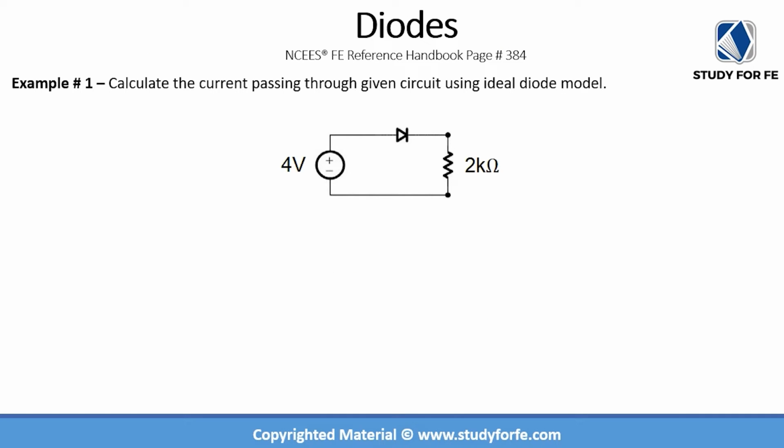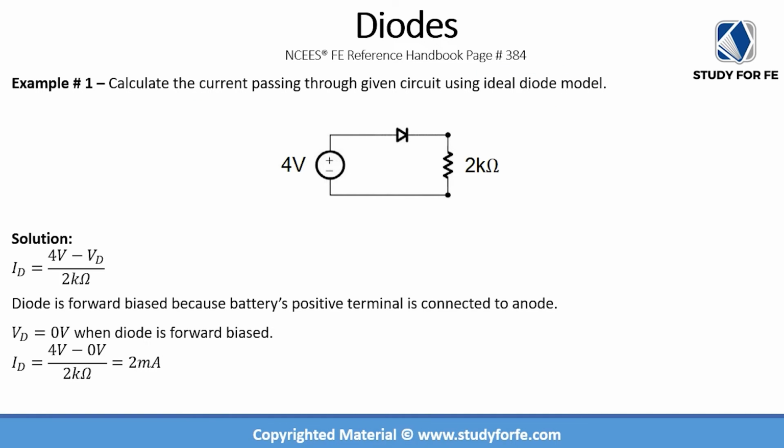So let's start with this example. Example number 1 asks us to calculate the current passing through the given circuit using the ideal diode model. As soon as you see the words ideal diode model, it means that the voltage drop across the diode is equal to 0 volts. Now the current passing through this circuit can be given as 4 volts minus VD divided by 2 kilo ohm, because I can convert this circuit into a 4 volt battery, which is already provided to us, and a battery representing the voltage drop across the diode.